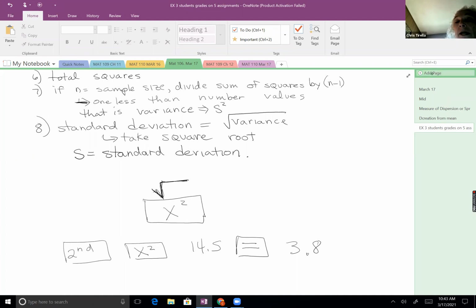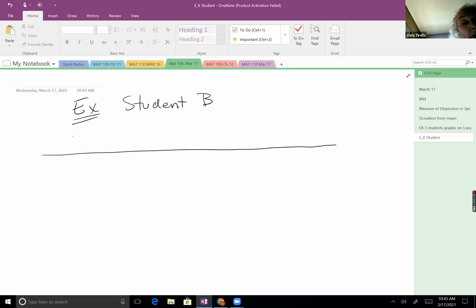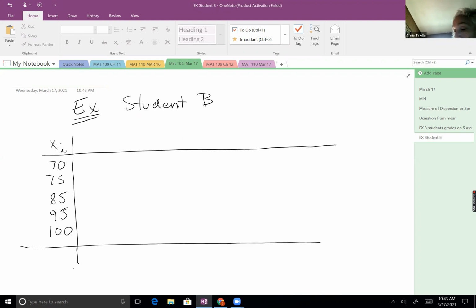So let's look at another student. Let's look at student B, and let's find their standard deviation. The scores for student B were 70, 75, 85, 95, and 100. And those added up to 425.